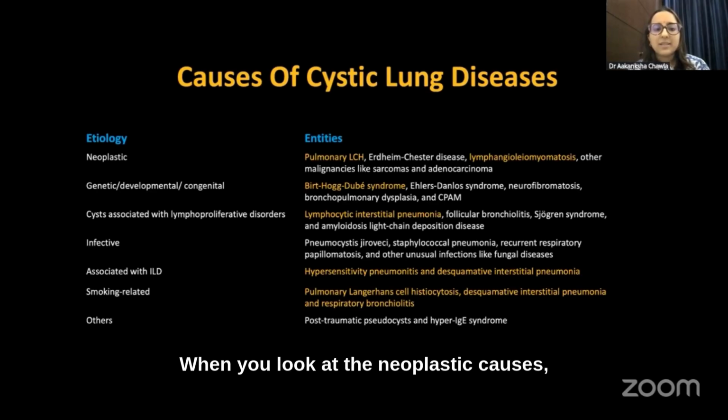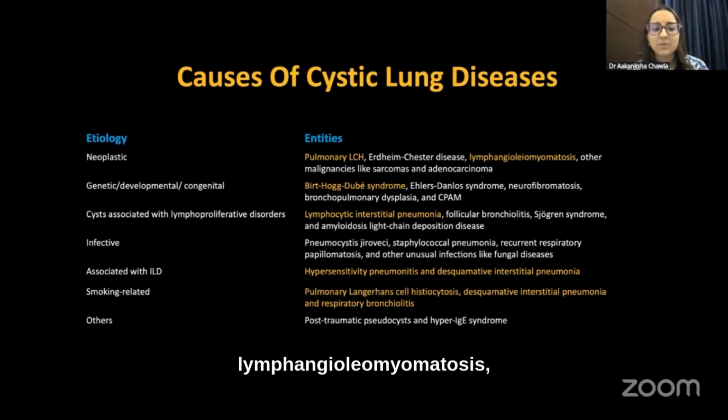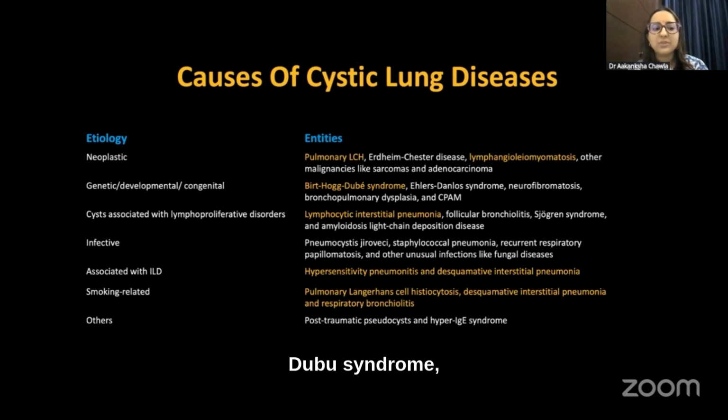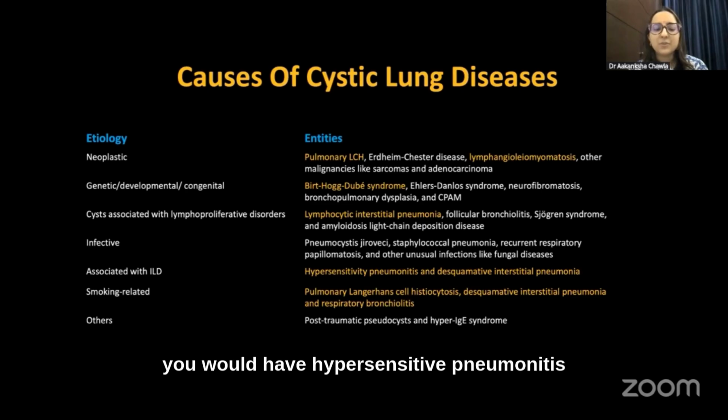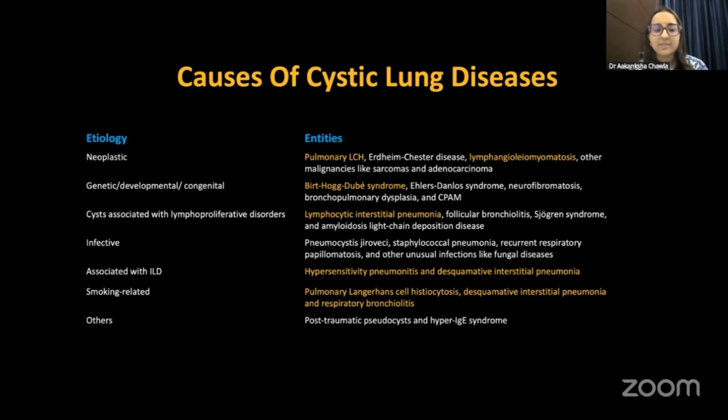When you look at the neoplastic causes, you have pulmonary Langerhans cell histiocytosis and lymphangioleiomyomatosis. Genetic, developmental, or congenital causes include Birt-Hogg-Dubé syndrome. Then cysts with lymphoproliferative disorders like LIP, and various infections like staph and Pneumocystis jirovecii can have a cystic presentation. Associated with ILD, you would have hypersensitivity pneumonitis and even desquamative interstitial pneumonia. Smoking related, again PLCH and desquamative interstitial pneumonia, as well as respiratory bronchiolitis.